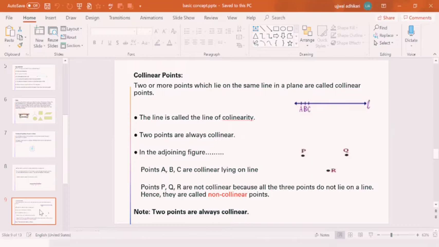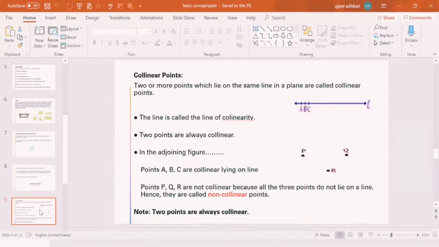Two points are always collinear. Yes, let's try. Drop any two points in your copy, and then join these two points with a straight line. Obviously, you can join them in different ways. So two points are always collinear.